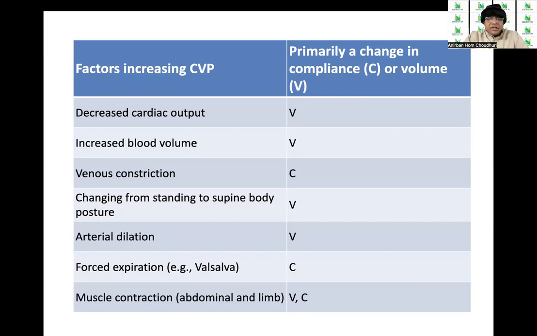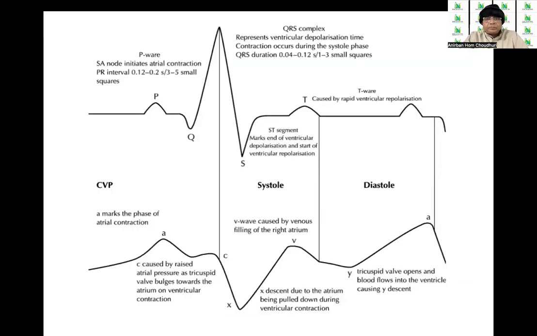Forced expiration, like during Valsalva maneuvers, causes an intense change in the compliance because of sympathetic activity. So there is a change in the compliance. If there is contraction of the muscles, both in the abdomen and in the legs, that not only increases the venous return, but also produces a change in the compliance. So both changes would result in an increase in the central venous pressure.